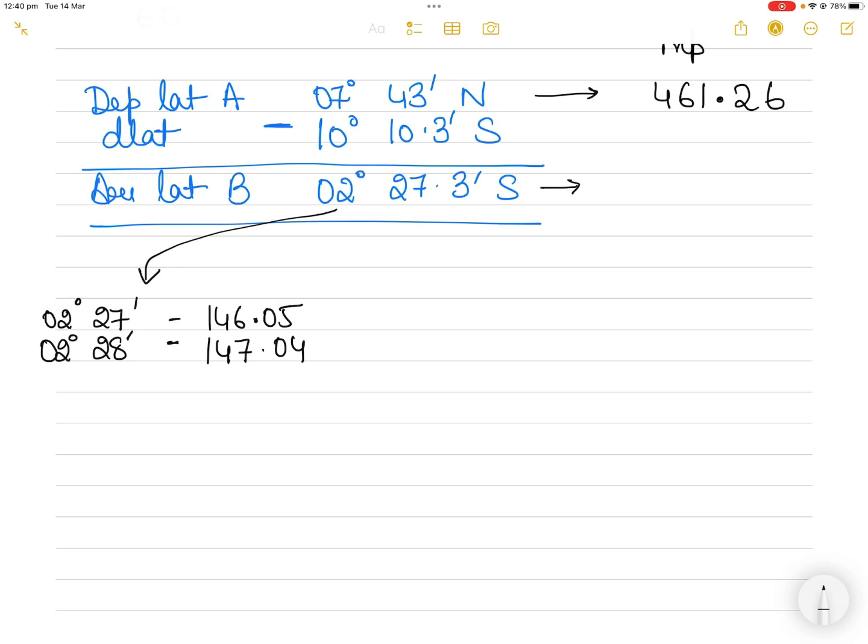So if I say that the difference on my left hand side when it is 1 minute, so 28 minus 27 is 1 minute. So when the difference is 1 minute, what is the difference in the value here? 147.04 minus 146.05 is 0.99. How did I get 0.99? So when there is a difference of 1 minute here, so 28 minus 27 is 1 minute, and here how much is the difference when there is a difference of 1 minute?